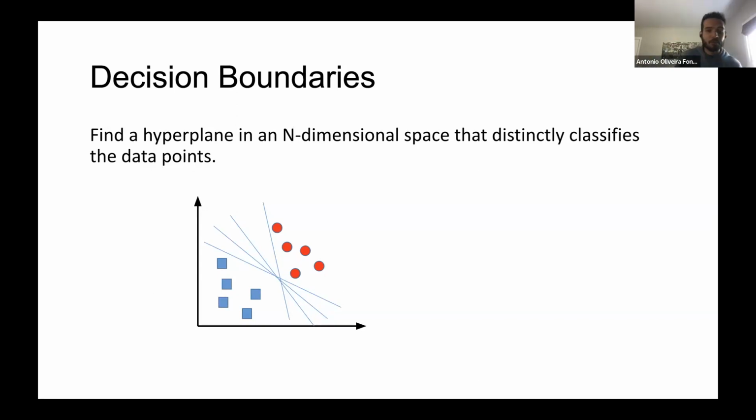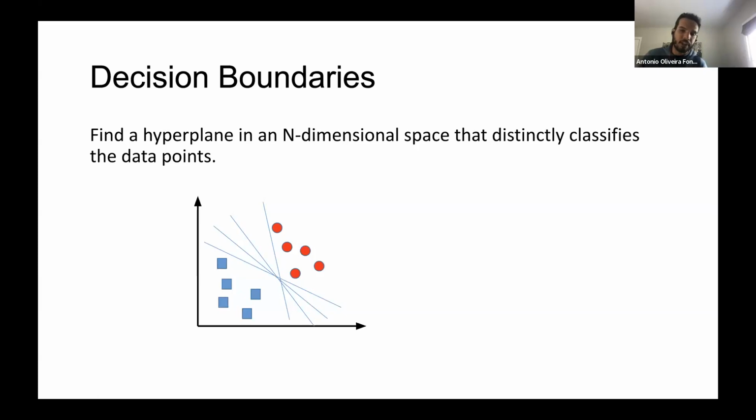Okay, so now we're going to move on to talk about hyperplanes and decision boundaries, which are key concepts of support vector machine, which I hope you guys remember. Support vector machine is one of the branches of supervised learning, both for classification and regression. And I'm going to be talking a little bit about all of them.